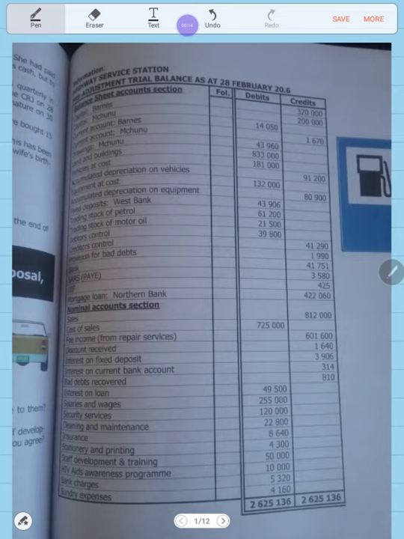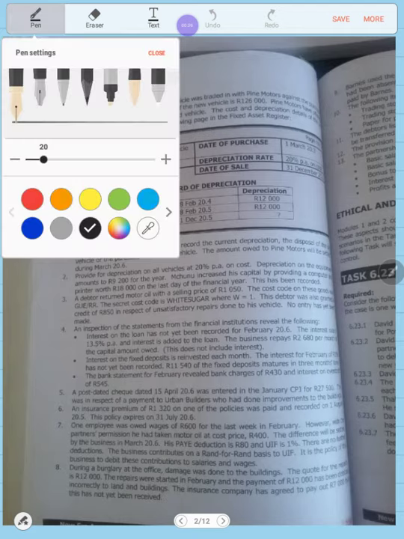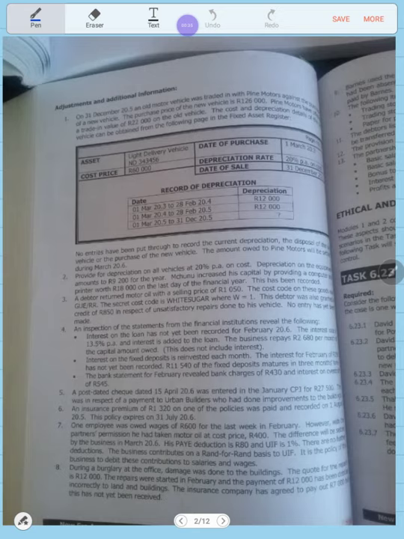Right, so I've got the trial balance and the adjustments. The first adjustment says, on the 31st of December 20.5, an old motor vehicle was traded in with Pine Motors. So what does the word traded in mean? It means that you basically let go of your asset. You sold your asset in exchange for something else. Okay.